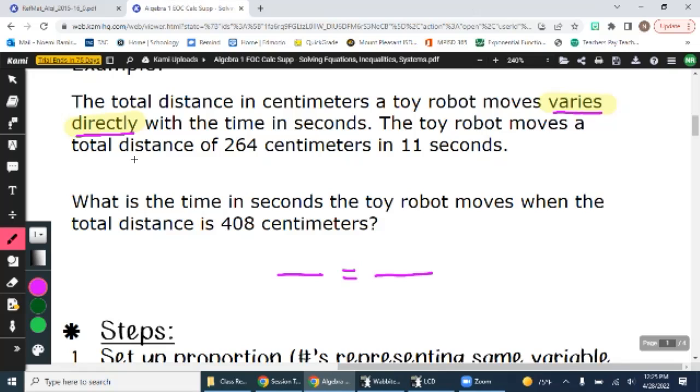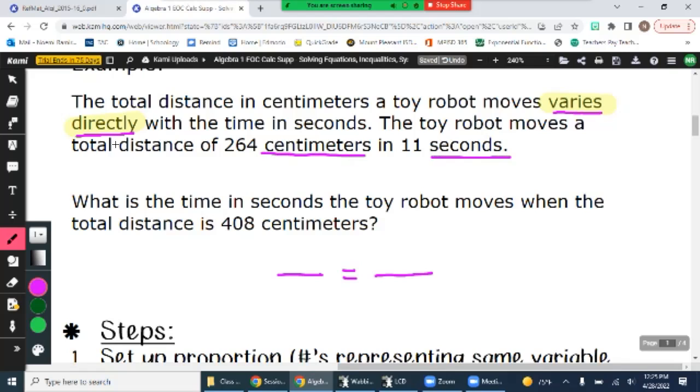So here's how we set up that proportion. The hardest part of this, honestly, is setting it up. First thing you want to do is find the variables. What two different variables are there? What two different topics are we discussing here? Centimeters and seconds. Now, it doesn't matter if you put the centimeters on top, seconds on the bottom, or seconds on top, centimeters on the bottom. Which way do you want to do it? You tell me. C over S. We're going to put centimeters at the top just because that's the first variable they give us, and then seconds on the bottom.